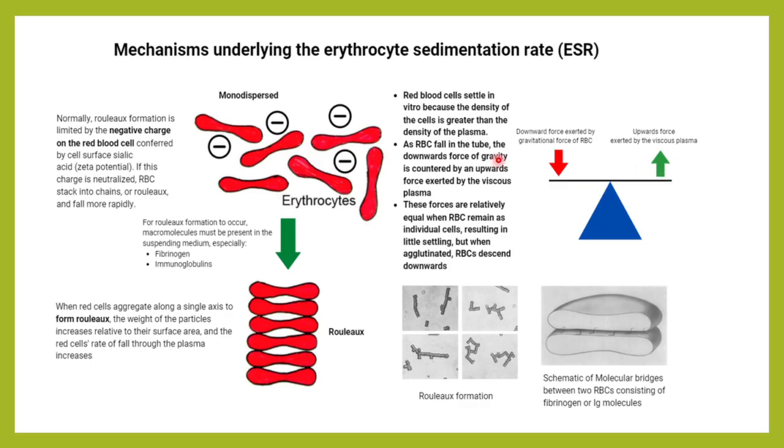Usually, if this pulls downward, the plasma viscosity pressure above can balance it. But when this pull becomes more, they will settle down very fast and the ESR is going to increase. So you can see here the Rouleaux formation, and you can see how the RBCs look when we see them in this form, Rouleaux form.